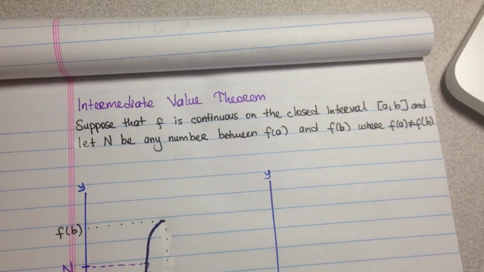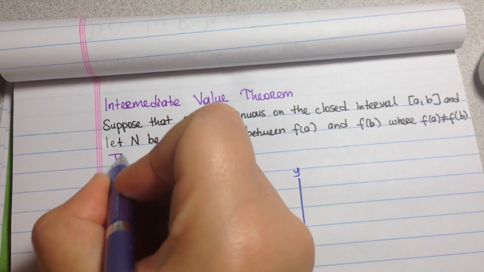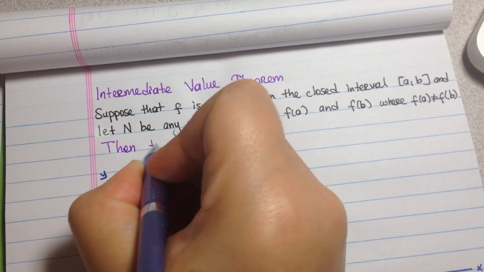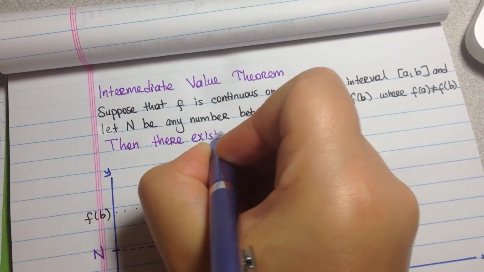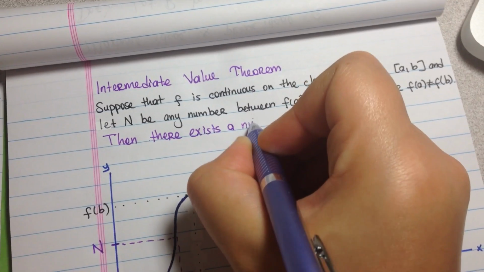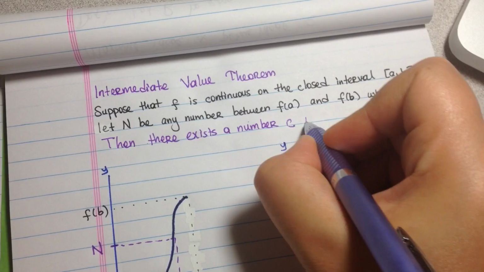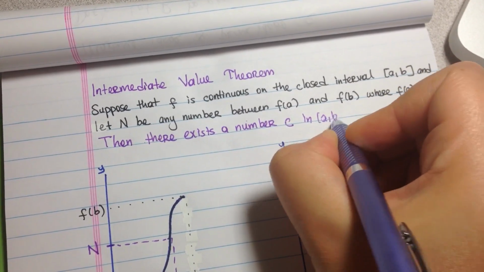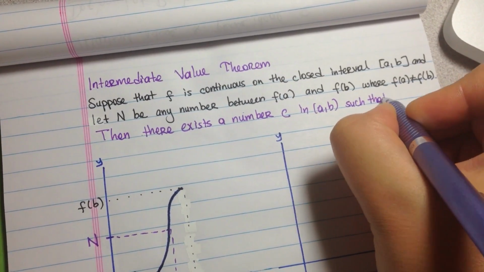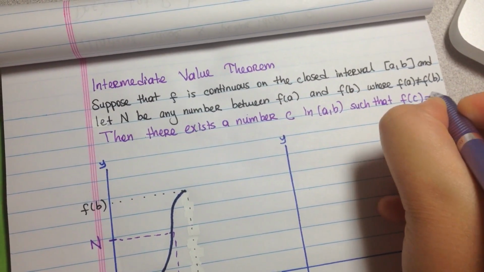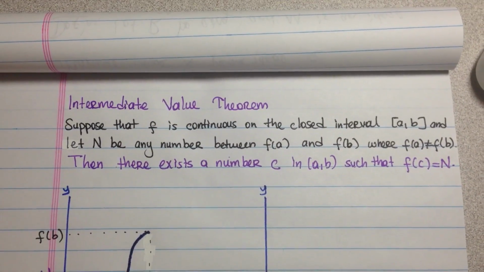So let's complete the statement of the theorem. Then we can conclude that there exists a number c in the interval [a, b] such that f(c) = n. Okay, so that's my theorem.